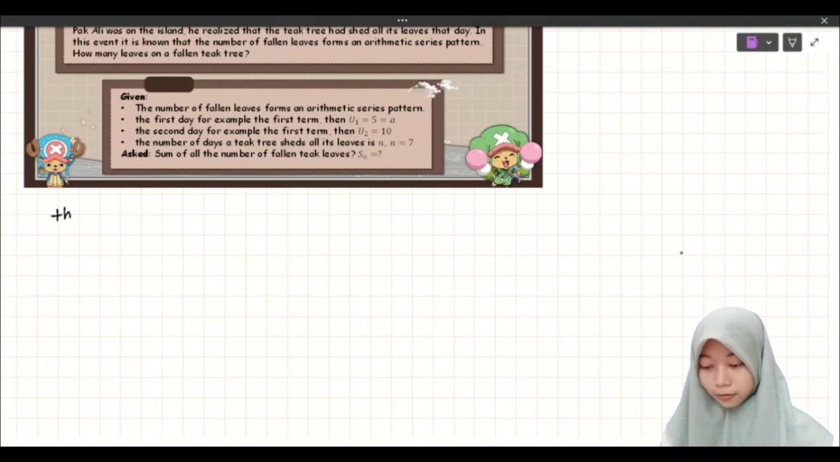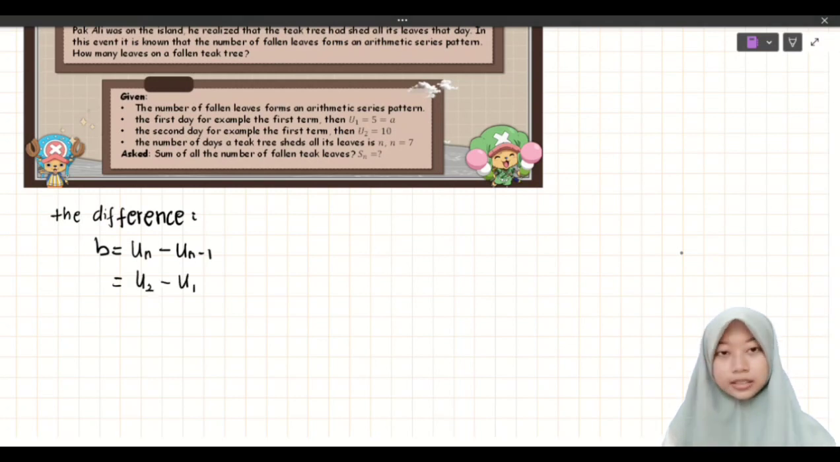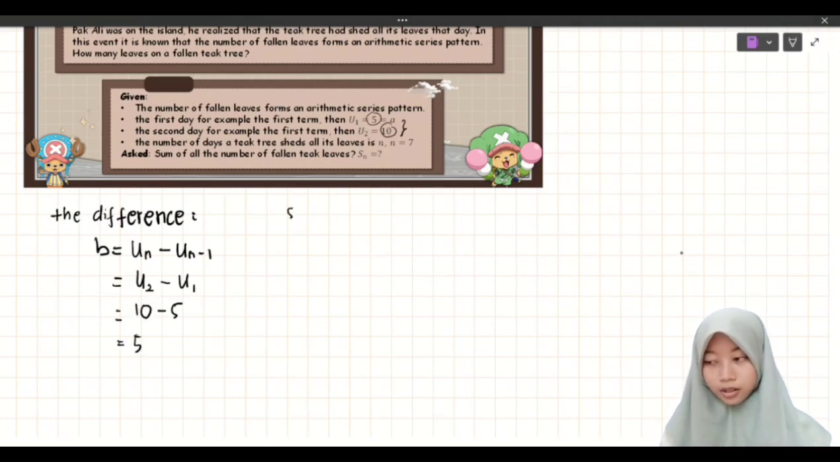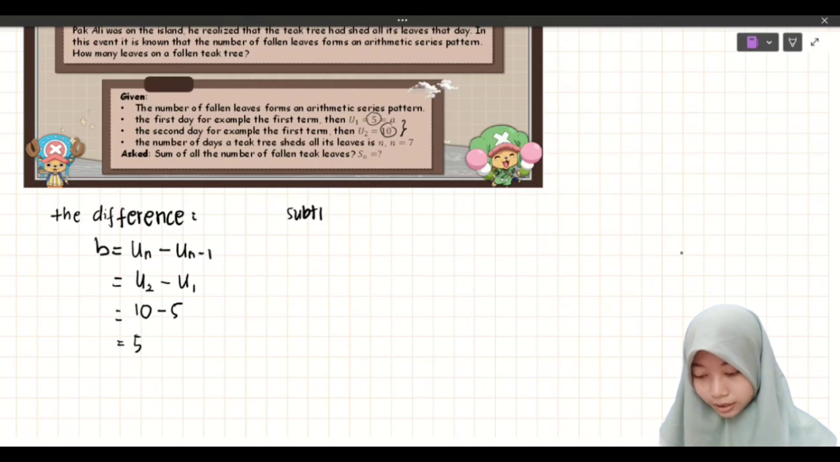First, we will find the difference between each term. From the given we know u2 and u1, so b equals u2 minus u1, which is 10 minus 5, and it's equal to 5. Then we substitute the given to find the sum of the number of fallen leaves.